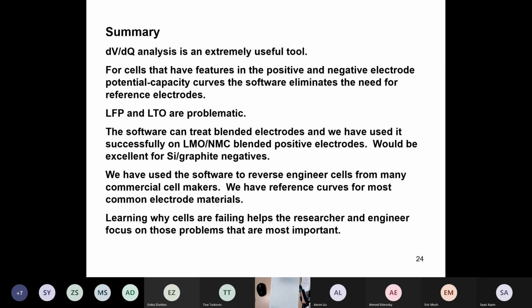But what else happens in cells, right? There's impedance growth, there's electrolyte dryout, there's lithium plating, all those things that happen as well. And DVDQ analysis can't tell you about them, but it can tell you if there's lithium plating, because then there's inventory loss, and you see that big time. Impedance growth you can measure by other methods.